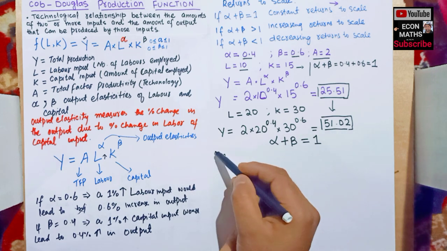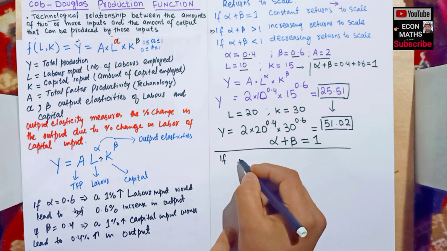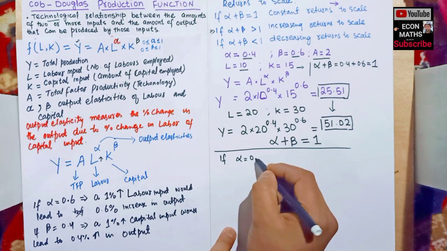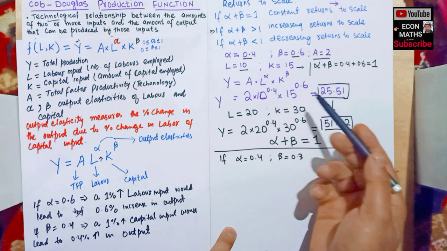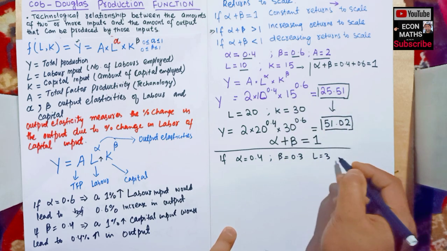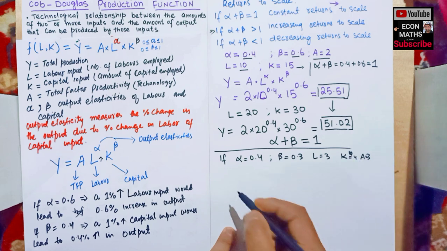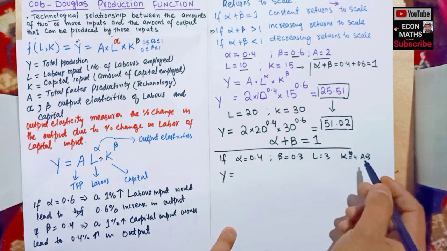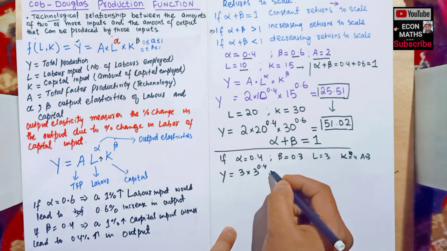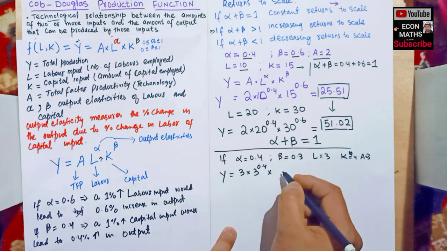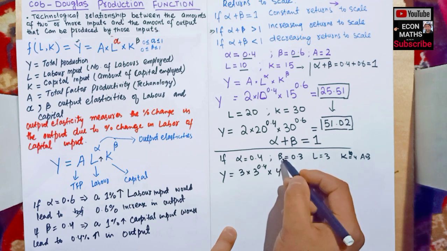I will show a hypothetical example of this also. Let us say alpha was 0.4 and beta was 0.3, and let us say labor was 3, capital was 4, A was 3. Then our production function would have looked like this. A was 3 times L, which is 3 to the power alpha, 0.4, times our capital, which is 4, to the power beta, 0.3.